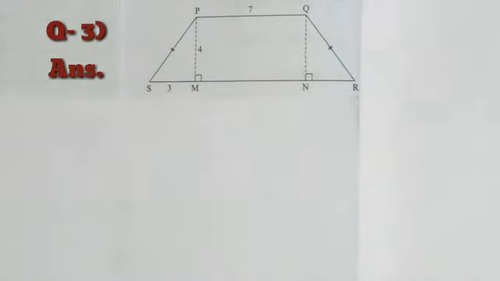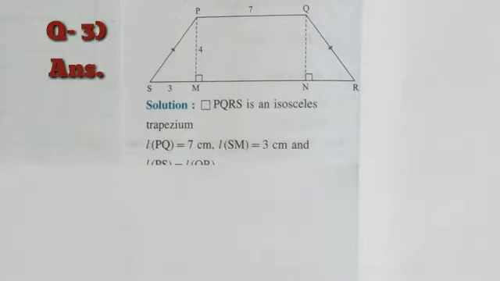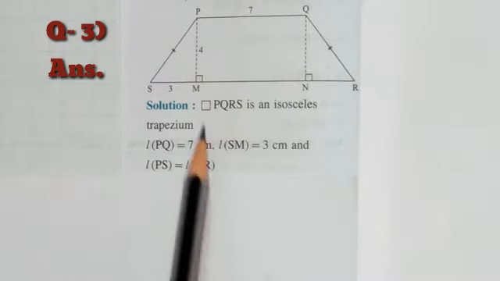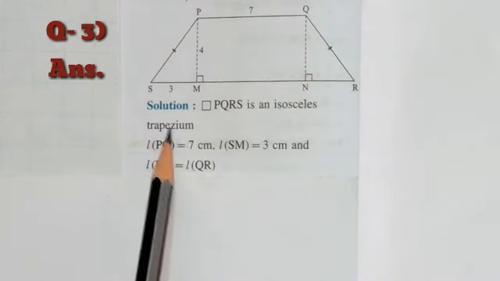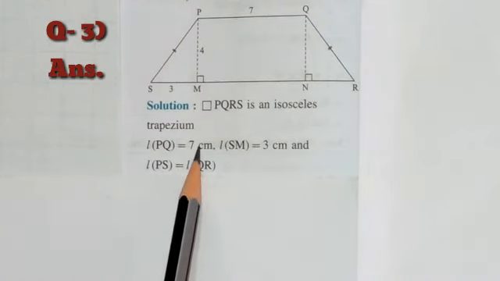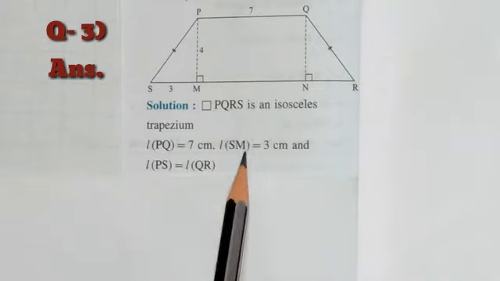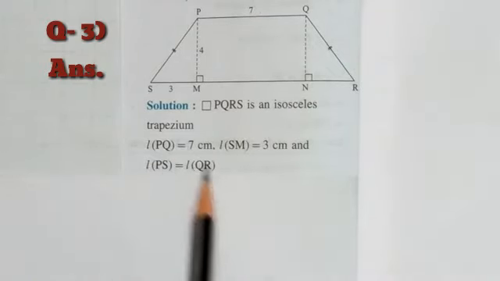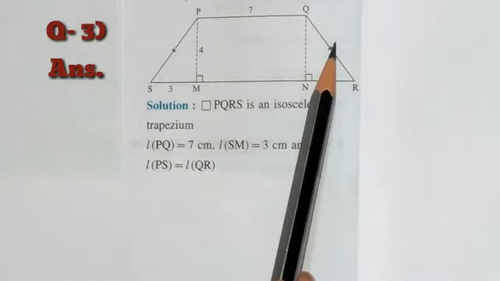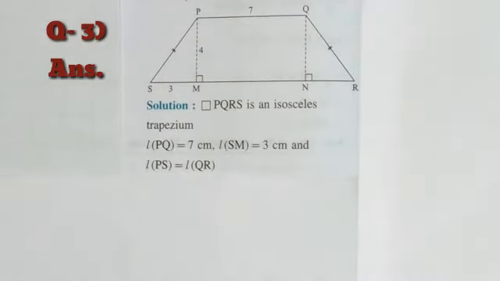So students, in the answer, at first you have to draw the diagram very properly, and then after that you have to write what is given in the question. That is, PQRS is an isosceles trapezium, that we have to write. After that, PQ is 7 centimeter, SM is 3 centimeter, and PS is equal to QR. These two sides are having equal length, that we have to write.